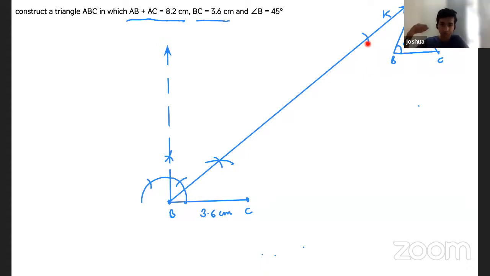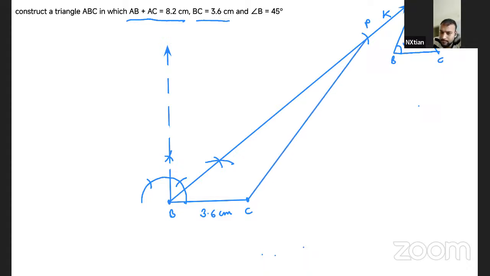If you measure 8.2, we have to put an arc there. Yes, put an arc when you put the tip of the compass on B. Have you understood? Now name this as P. And just join the P and C like this. We need a triangle ABC, but right now we got PBC, so this is not the final diagram. So for that, you have to make the perpendicular bisector of PC.